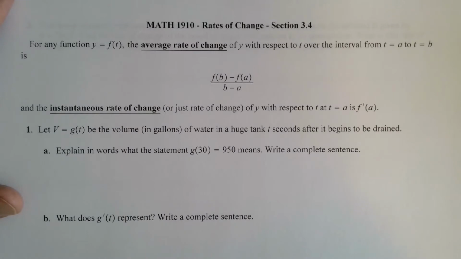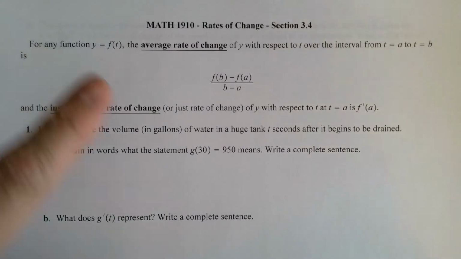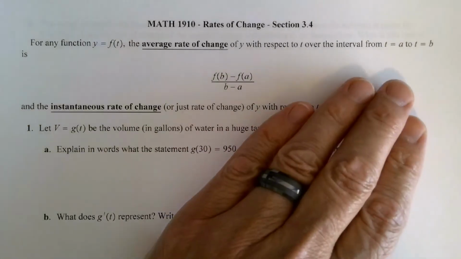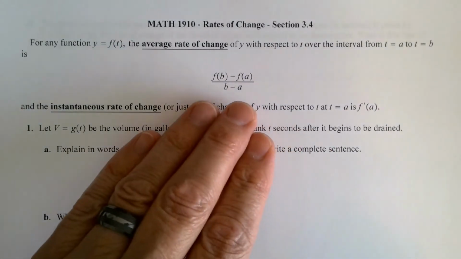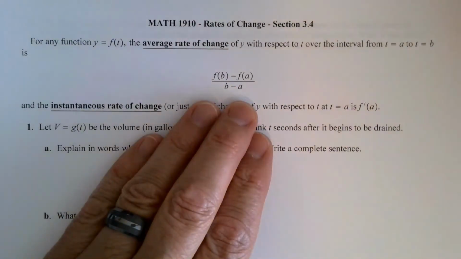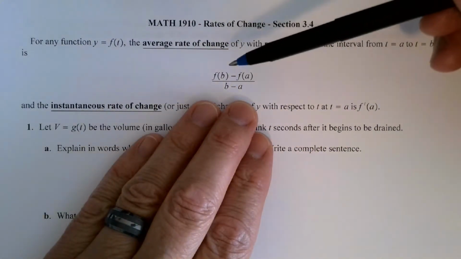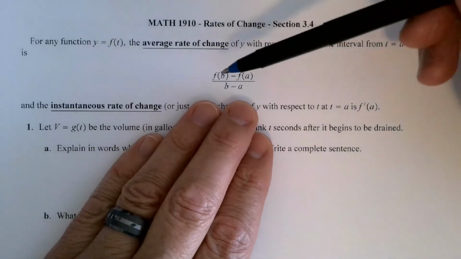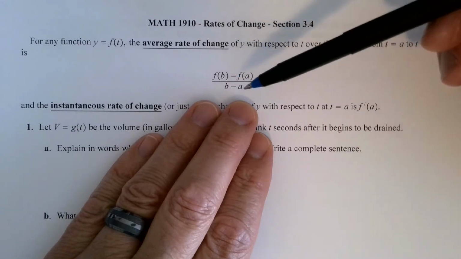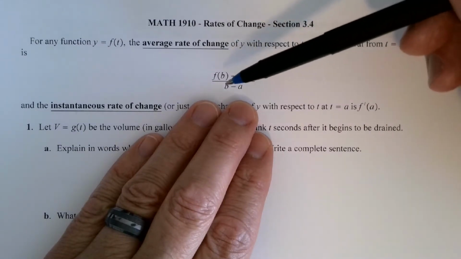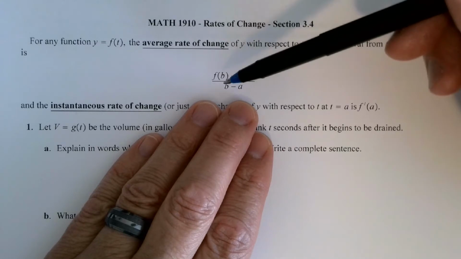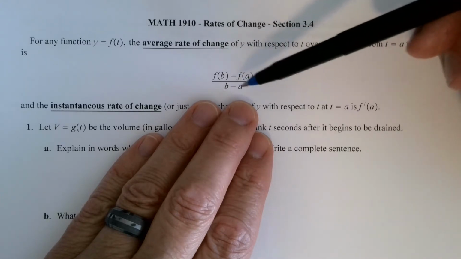So just recall for any function, y is a function of t, the average rate of change of the function with respect to t over the interval from t equal a to t equal b is given by this expression here. So what are we saying here? If you look at this, this is really nothing more than the difference quotient over the interval from a to b. Because what we're doing is we're finding the change in the independent variable over that interval. If I go from t equal a to t equal b, then b minus a, if you will, is the distance, or the change in the value of the independent variable.